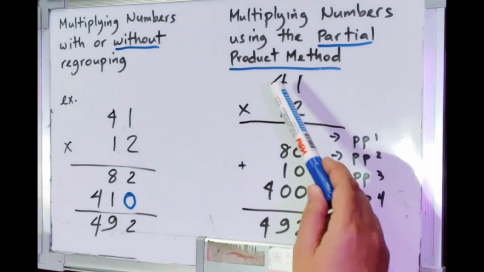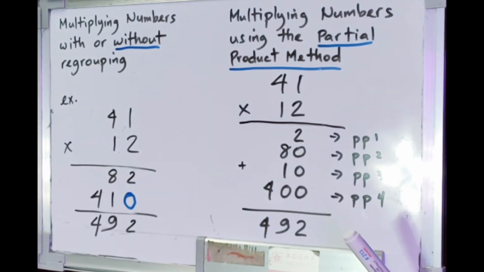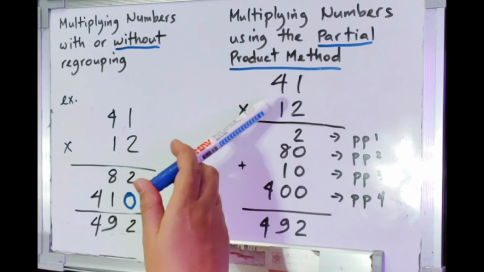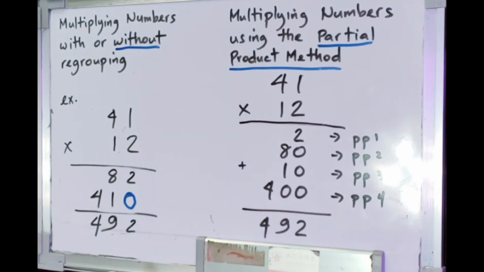Then, the 4 and the 2. But remember, 4 is in the tens place, so its value is 40. So multiplying 40 and 2, we get 80. And we consider that as the second partial product. I denote it as PP2, or the partial product 2.